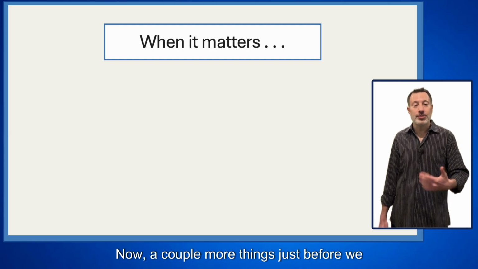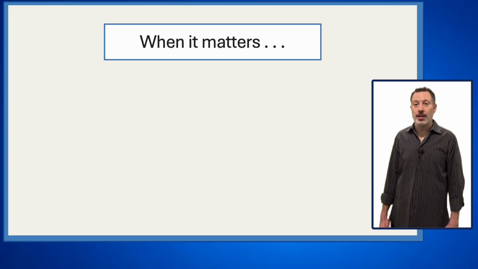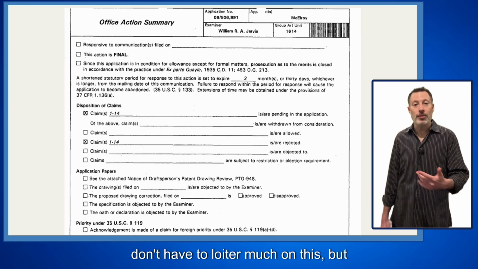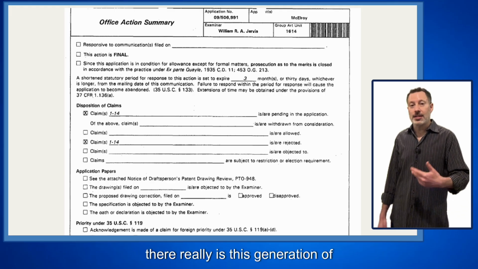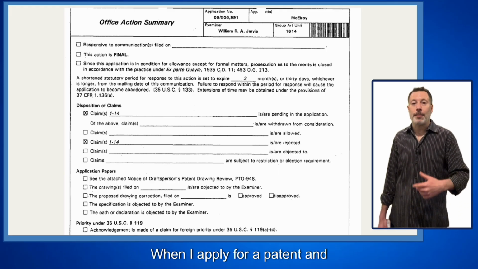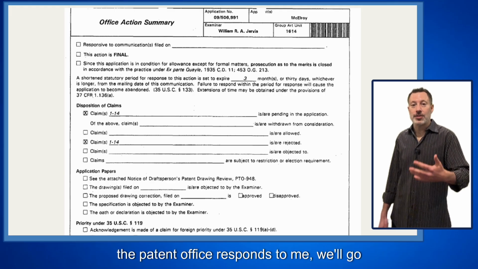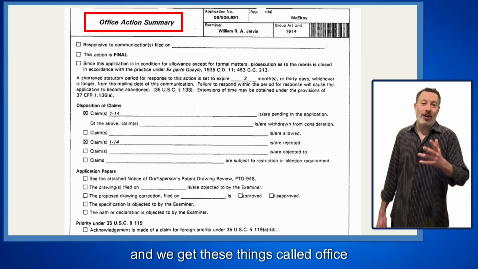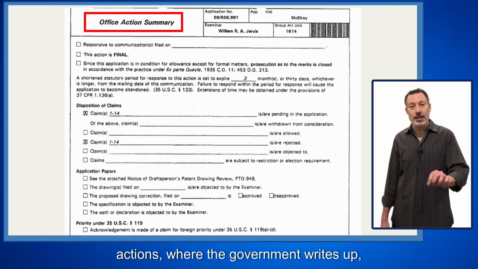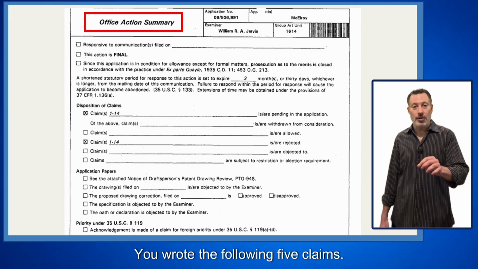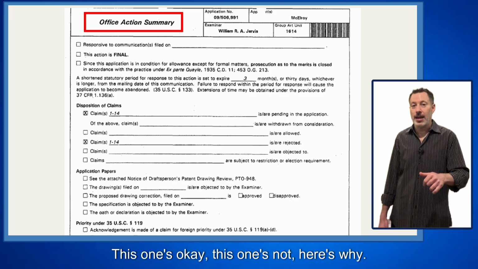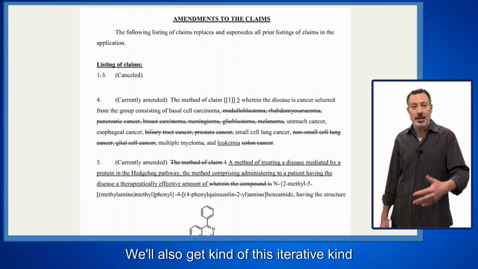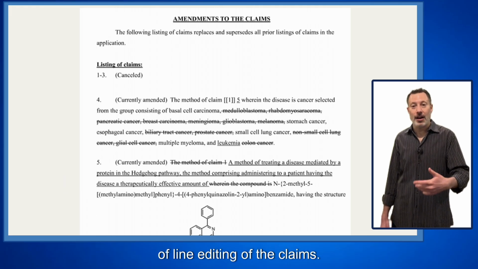Now, a couple more things just before we dig into a bunch of examples. First, I just wanted to show you some of the documents. We don't have to loiter much on this, but there really is this generation of documents. When I apply for a patent and the patent office responds to me, we'll go back and forth, and we get these things called office actions, where the government writes up, here's where we are, you wrote the following 5 claims, this one's okay, this one's not, here's why. We'll also get kind of this iterative kind of line editing of the claims.